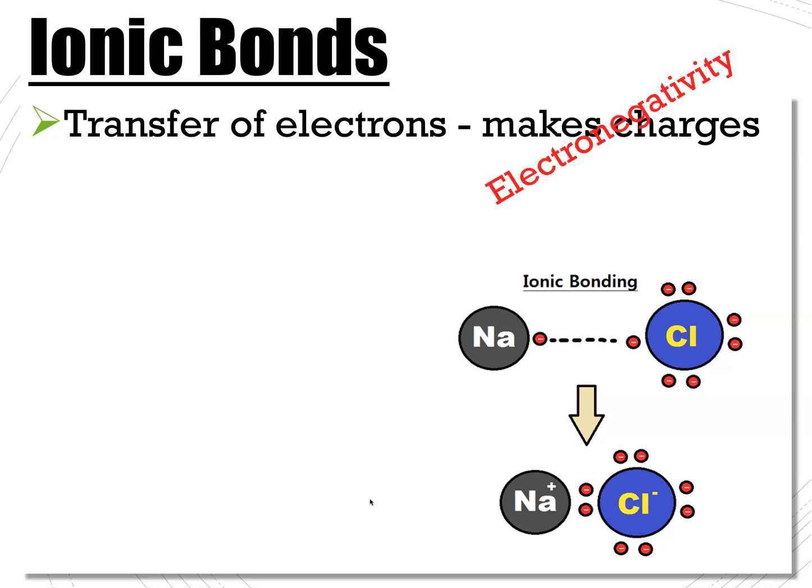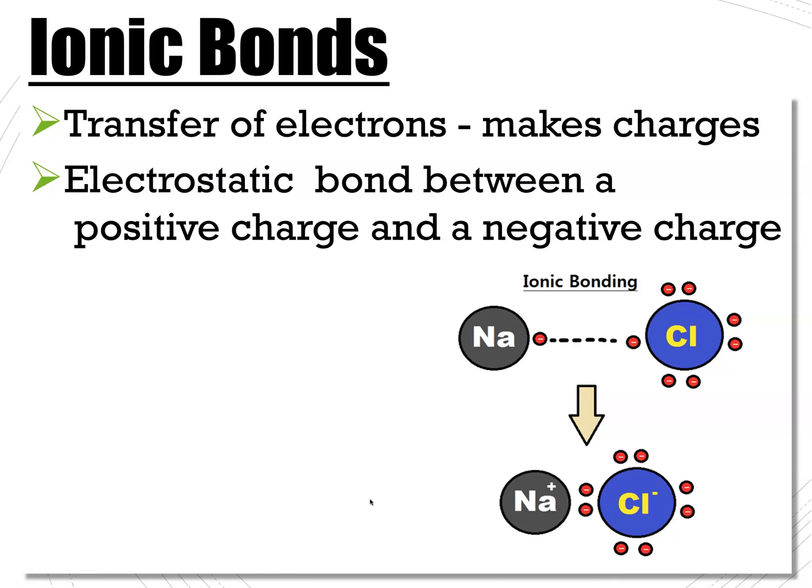Why? Electronegativity. We've talked about this trend, and we've talked about what electronegativity is. Because of chlorine's very high electronegativity and sodium's very low electronegativity, chlorine is able to rip the electron away and create a negative ion for itself, making sodium become positive.